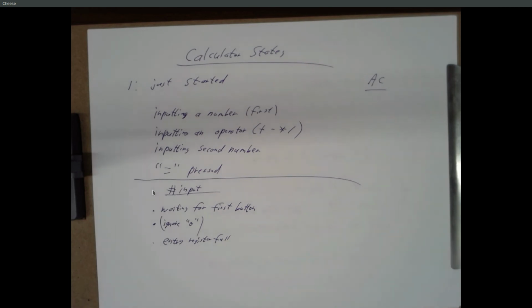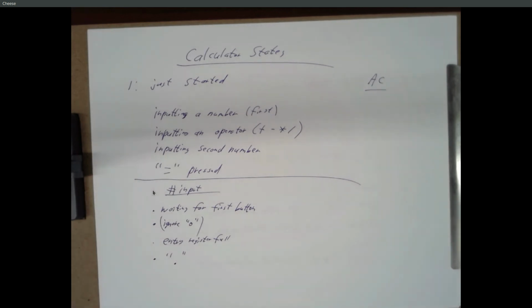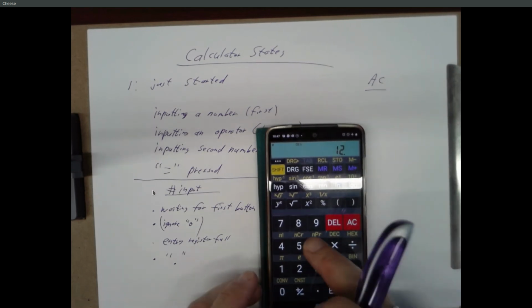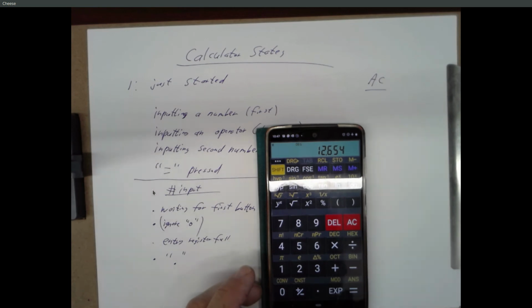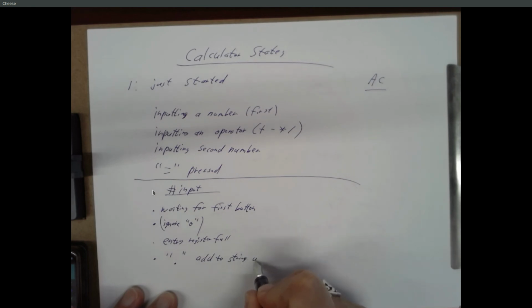What else weird can happen in input? Decimal place. So if we hit a decimal point, then we just need to add a decimal point to our string, unless we've already done a decimal point, in which case we should ignore it. So add to string, unless already in the string.